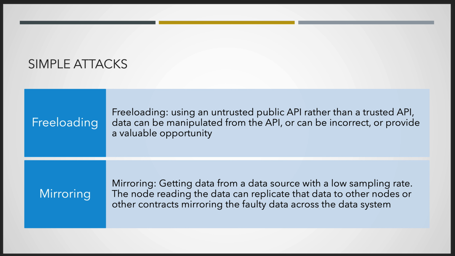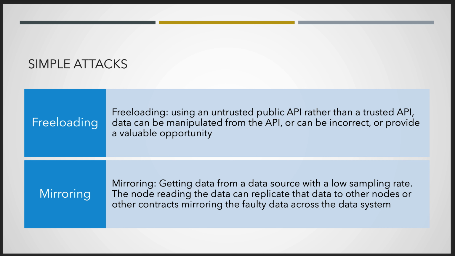The other one I thought was interesting too was mirroring, because it's basically the same kind of idea, getting data from a data source, but that data source has a low sampling rate. So if you're checking the price for Ether, if it's sampling every hour, that will probably give you a different price than if you're sampling every minute, right? And that's the idea here with mirroring, that the node is replicating that low sample rate data to other nodes or other contracts, meaning that there's faulty data across the system, especially if you don't update it or you have to update on a timer.